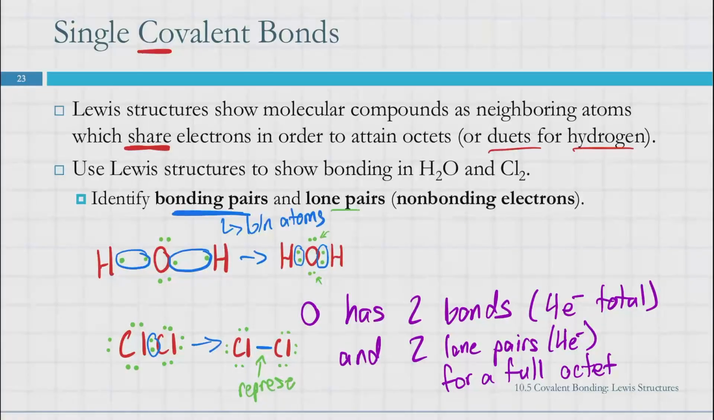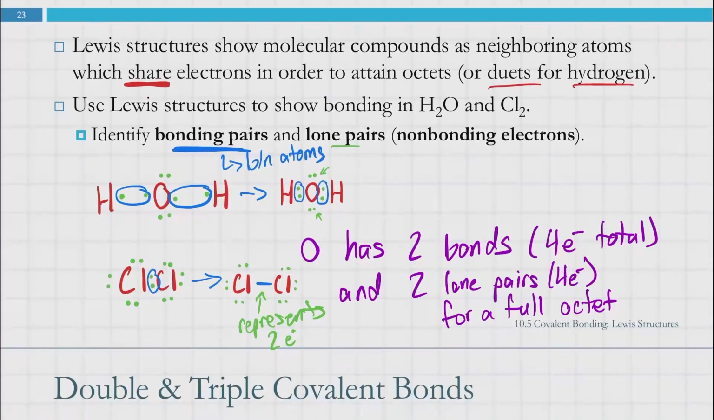So this straight line represents 2 electrons. That's typically how we're going to show bonding pairs. But because we do have this other option, where these are shared electrons, that's why we've got to put brackets around our ionic charges, so that we're making sure that they're not being shown as shared. Questions?